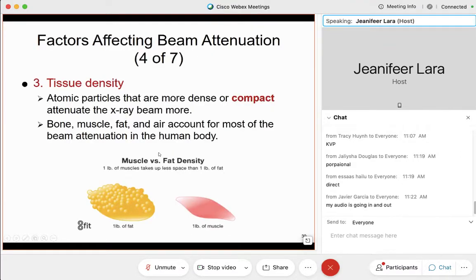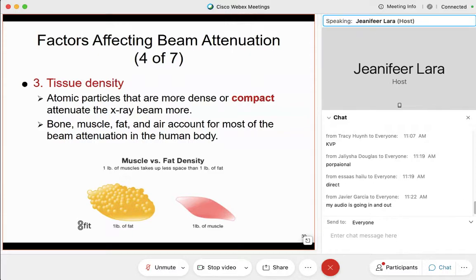Factors affecting beam attenuation number 3, tissue density. Tissue density is basically how compact the tissue is. Here we have an example of muscle versus fat. We have 1 pound of each. So generally they are the same weight. 1 pound of fat, 1 pound of muscle.